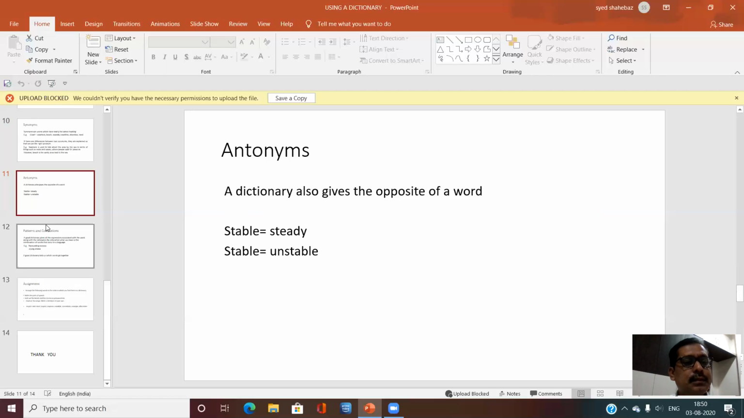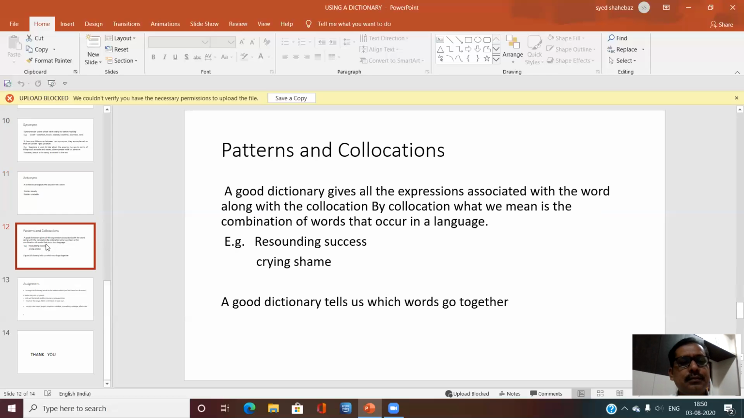Next, patterns and collocations. A good dictionary gives all the expressions associated with the word along with the collocations. By collocation, what we mean is the combination of words that are in a language. For example, resounding success, crying shame. A good dictionary tells us which words go together.